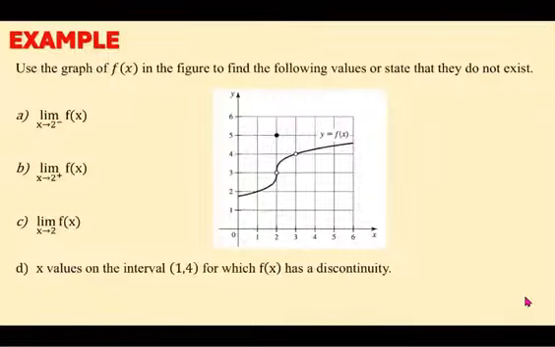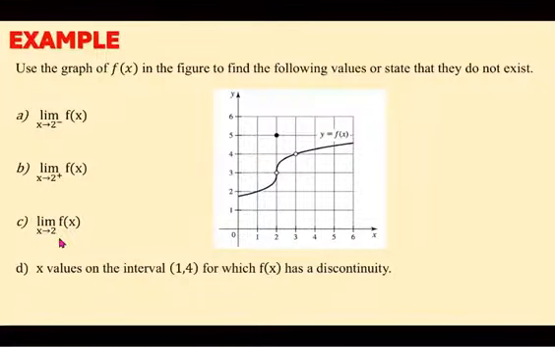Okay, here is the second example, which is similar to the first one. Use the graph of f of x. Here is the graph of the function y equals f of x. In the figure, find the following values or state that they do not exist. The first one: we have to find the limit as x approaches 2 from the left. B, the limit as x approaches 2 from the right, and then the limit as x approaches 2 from both sides.